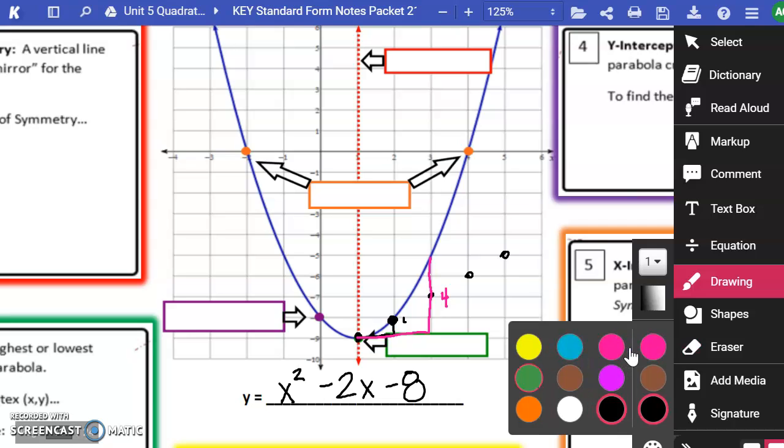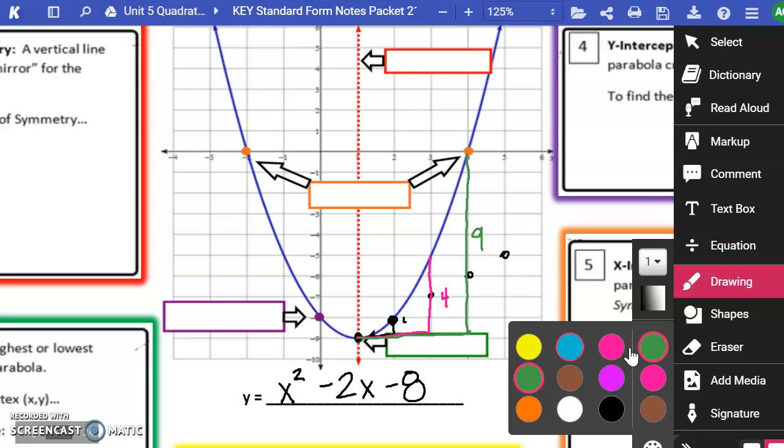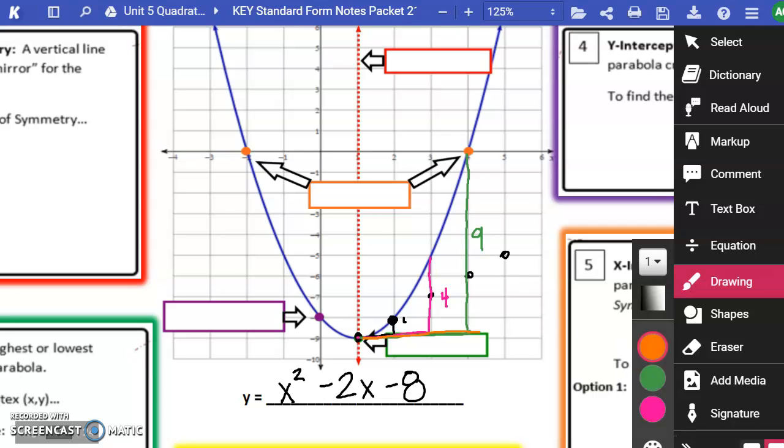Let's change to a different color. How about green? Let's see what the third slope is going to be. So if I go to the right 3, let's see how far we have to go up to get to the next point. 1, 2, 3, 4, 5, 6, 7, 8, 9. Okay, now I'm just curious to see if I were to go right 4. Okay, let's do this in orange. If I were to go right 4, no penalty for this one, I just want you to guess. How far up do you think that I would have to go in order to get to the next point? Well, it turns out the correct answer would be 16.